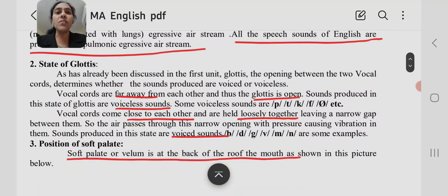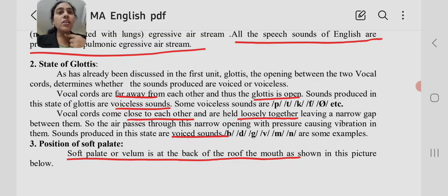What about state of glottis? I have shown you yesterday a picture which shows the glottis, the velum, the epiglottis, the upper roof of the tongue and the floor of the tongue, the teeth, the nasal cavity, and then the alveolar passage. Everything I have shown clearly in the previous class videos. If you have not gone through them, please check out that video in order to get the basics.